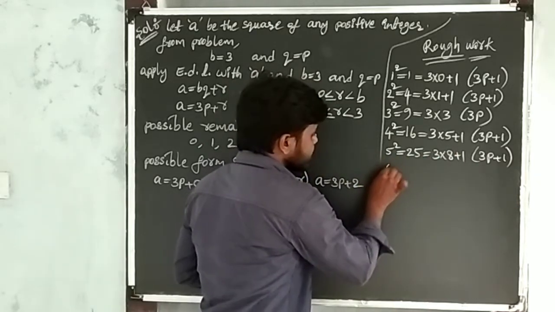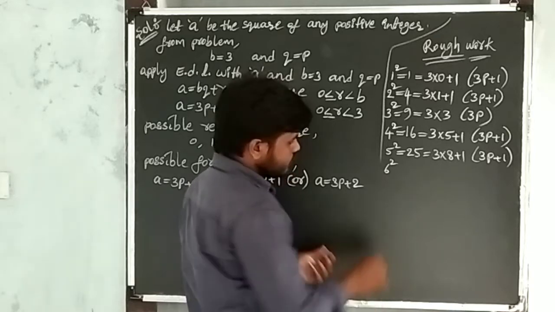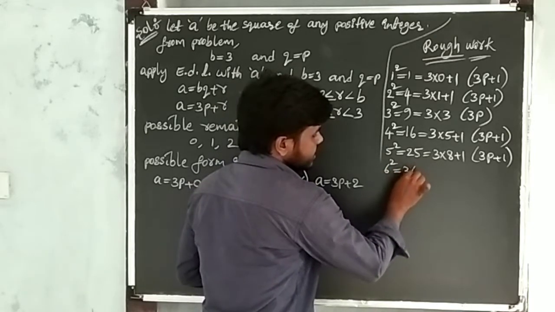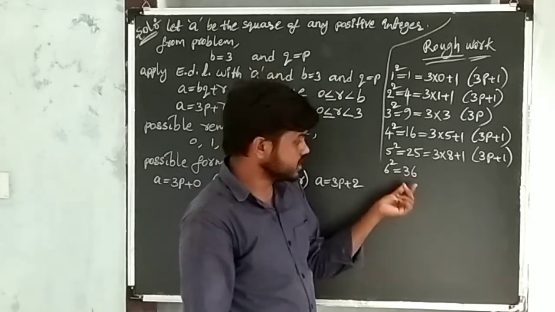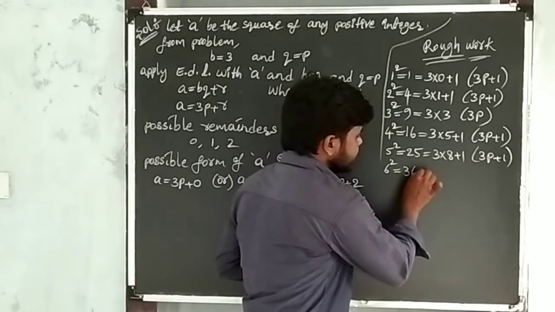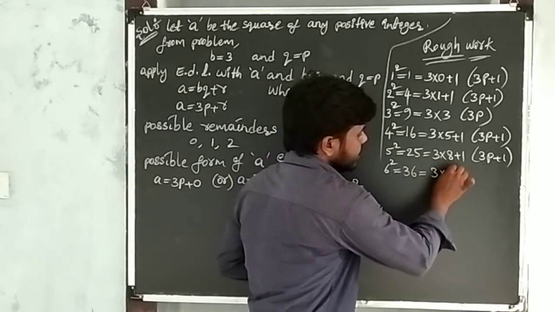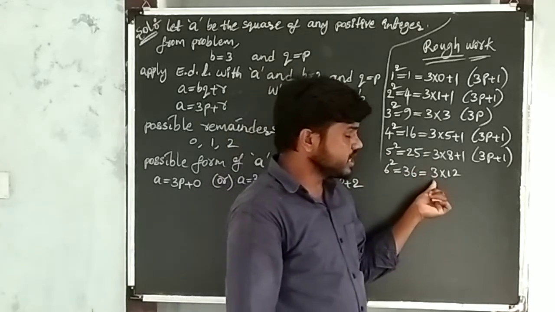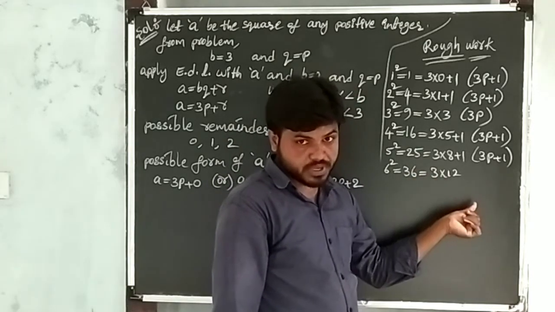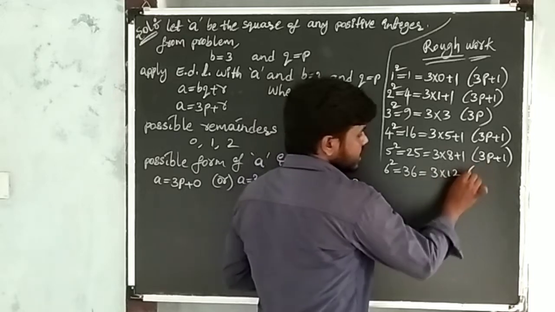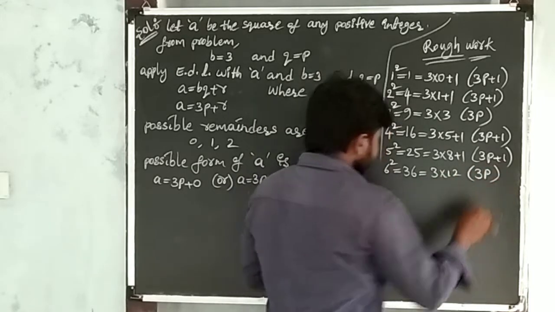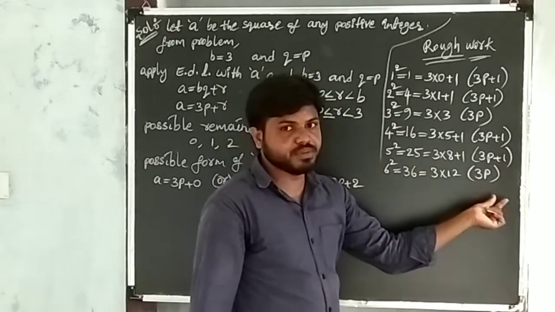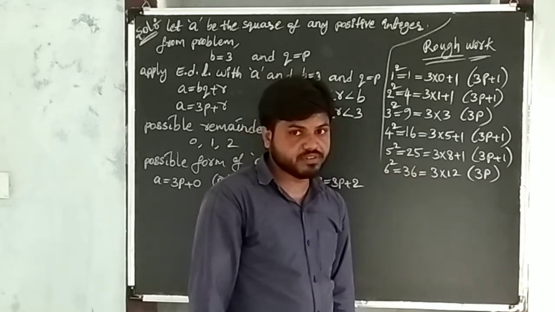Next, I am taking 6 square. 6 square value is 36. We can write this 36 as 3 into 12. We got it in the form 3p. So this 6 square we got in 3p form.